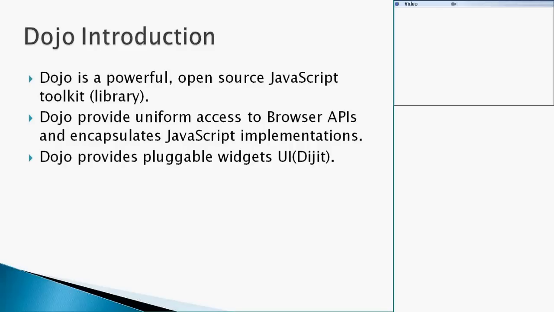Dojo provides pluggable widgets, which are called Dijits. These are custom-made widgets which you can just instantiate inside your code, and that's it. The rest of the functionality will be taken care of by the Dijit itself. So they are quite handy and save a lot of time.